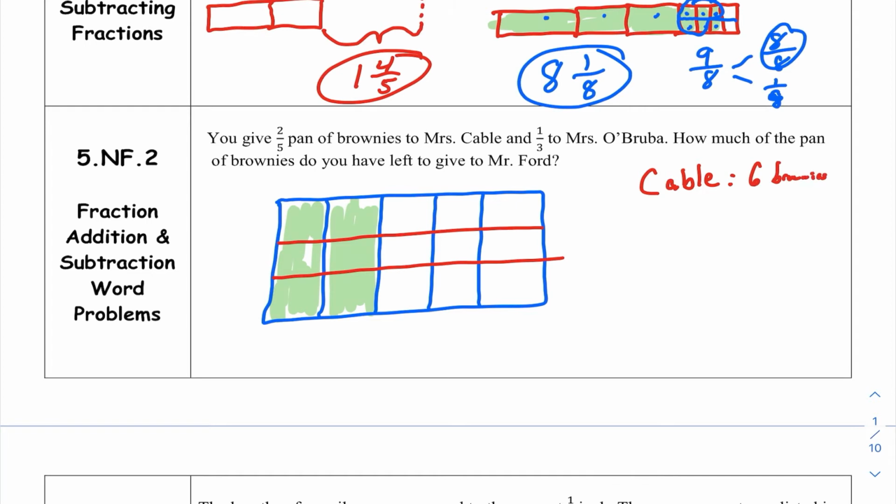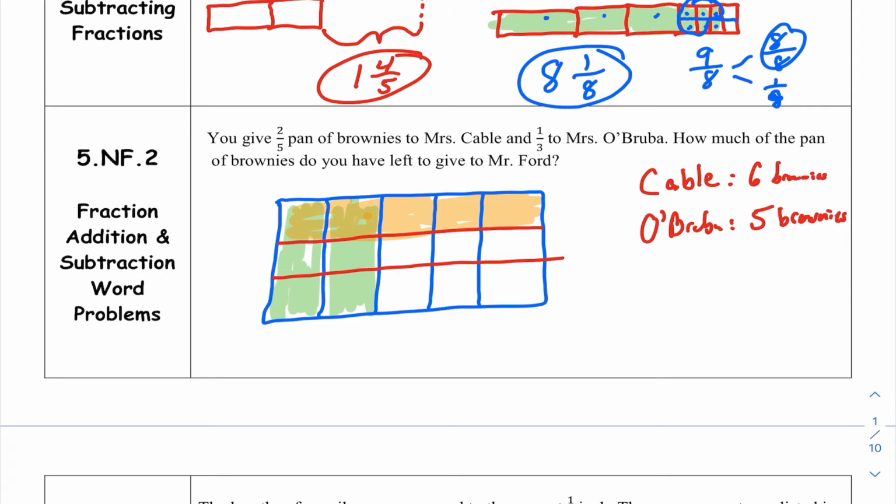Right. Now I need to determine Mrs. Abruba. So if I look at the other direction here, Mrs. Abruba, it would go like that. Right. So if you look here, it's 1, 2, 3, 4, 5 pieces. So Abruba would be 5 brownies.